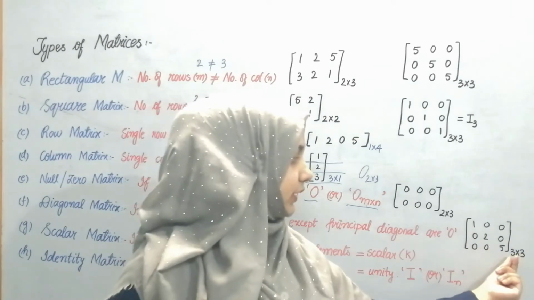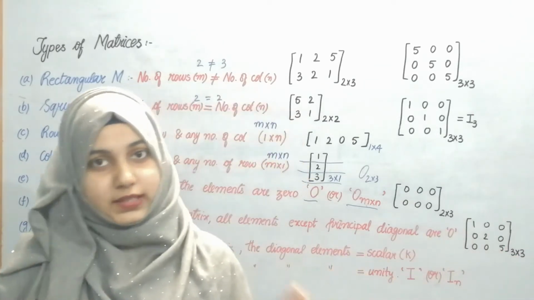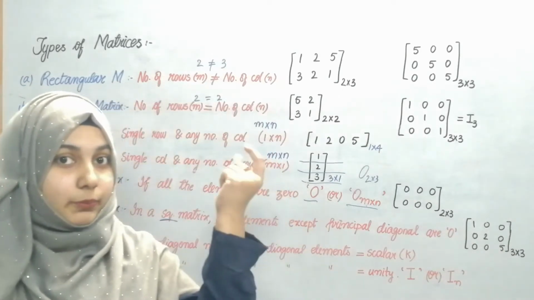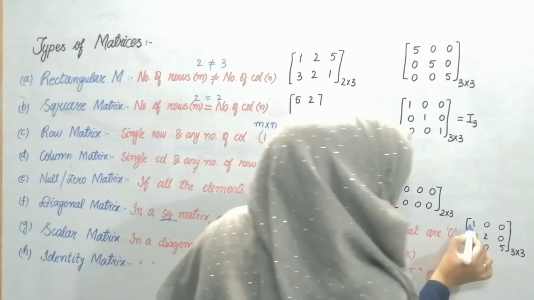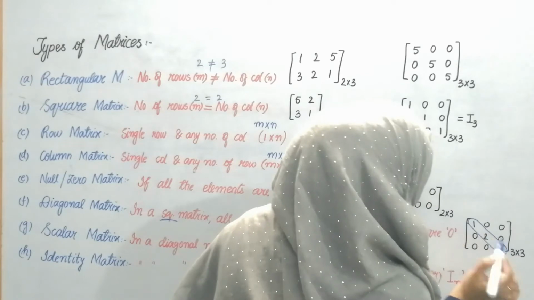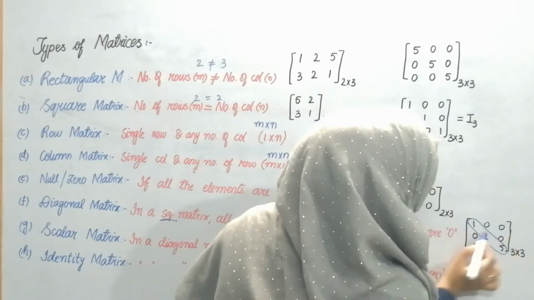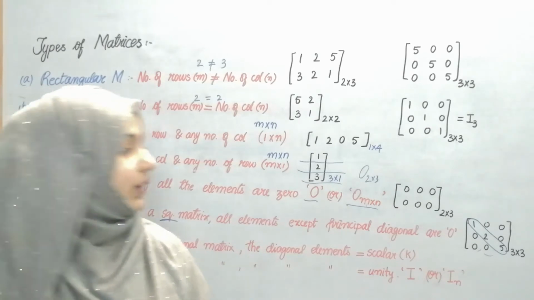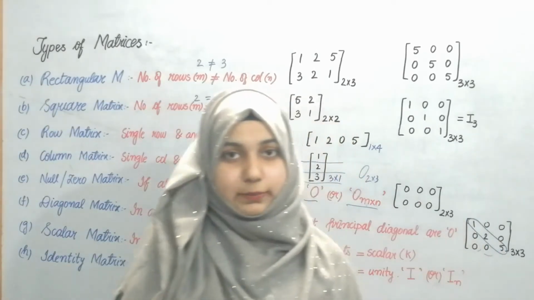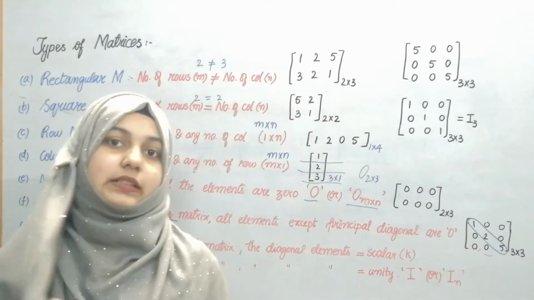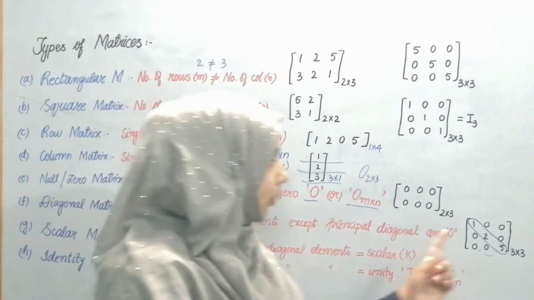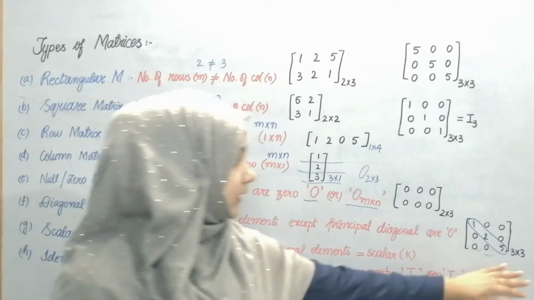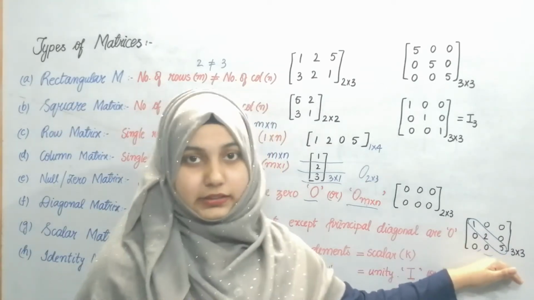3 by 3 matrix: the number of rows and the number of columns are equal. So that means it is a square matrix. In a square matrix, this is nothing but the principal diagonal. This is also a diagonal, this is also a diagonal, this is also a diagonal. We can have many diagonals, but I'm talking about the principal diagonal. Apart from the principal diagonal, if all the elements that are present are 0, then this matrix is called a diagonal matrix.